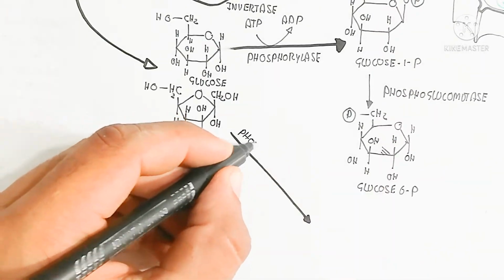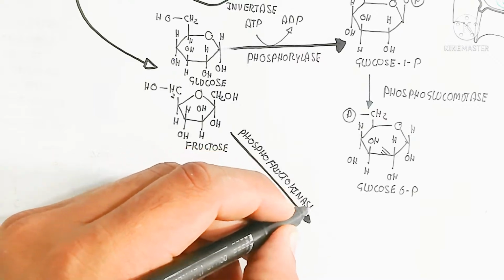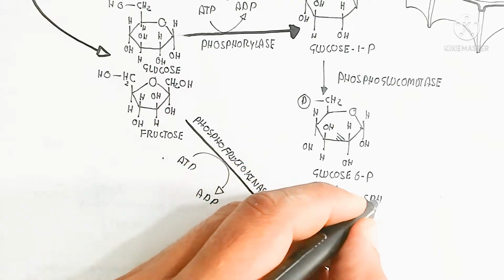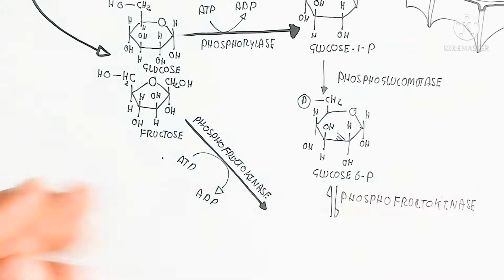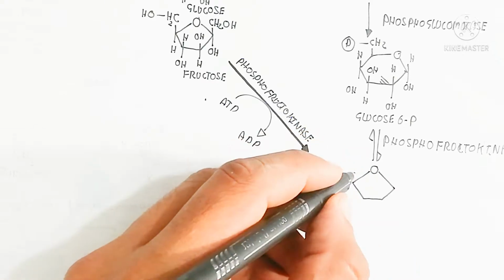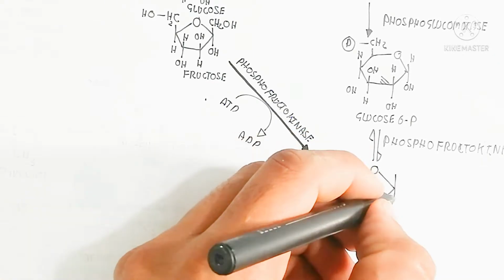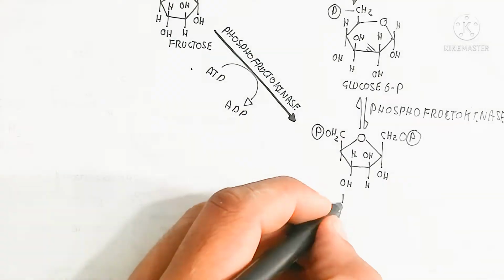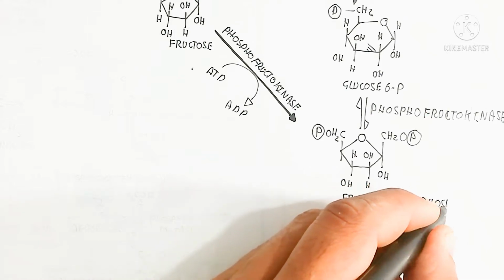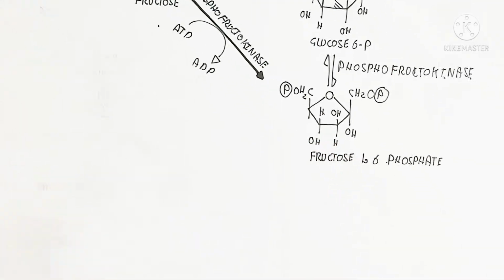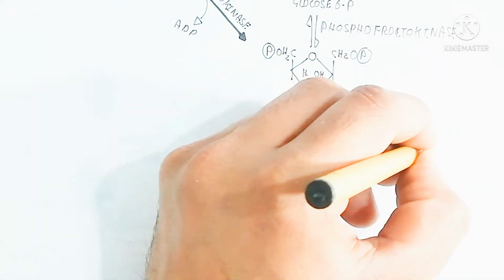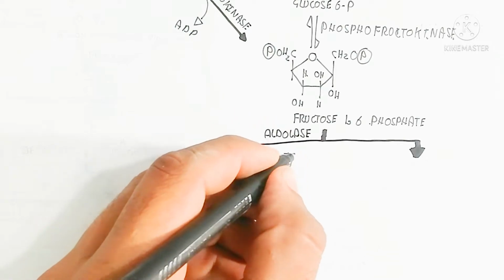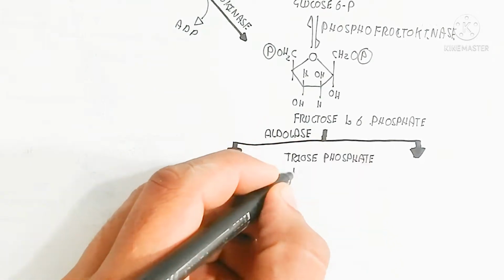In this way, the glucose 6-phosphate conversion will occur, and the phosphofructokinase enzyme is also used, using ATP to produce ADP. This phosphofructokinase enzyme is used for fructose 1,6-bisphosphate formation. So in this way, the phosphate group is attached to carbon number 1 and carbon number 6, and in this way the triose phosphate isomerase enzyme is used for the production of these things.